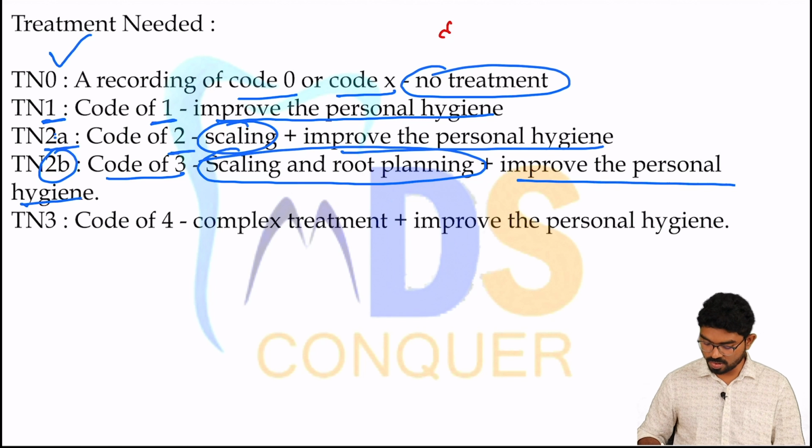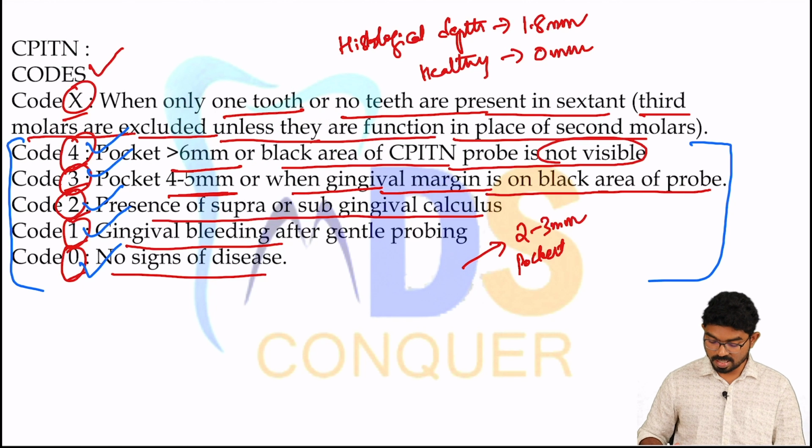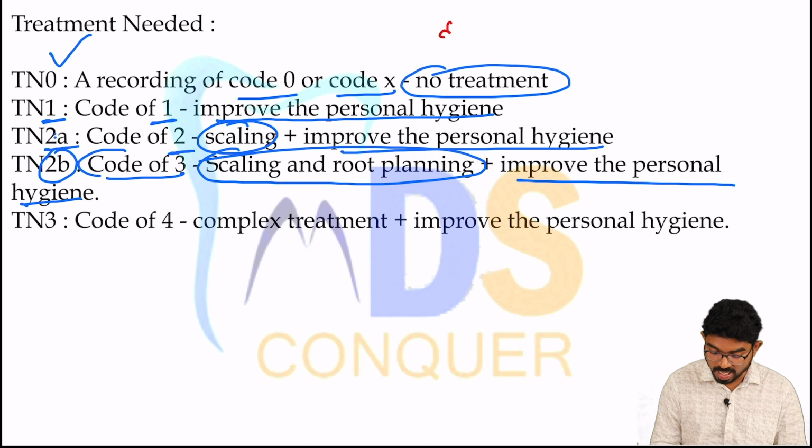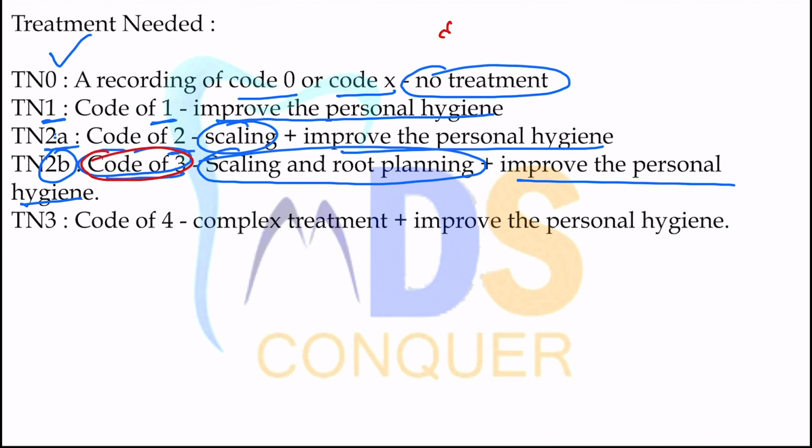So they have asked a question on code 3, that is they have given the value as 4 to 5 millimeters, which reflects the answer as code 3. So what is the treatment for code 3? Code 3 is scaling and root planing.